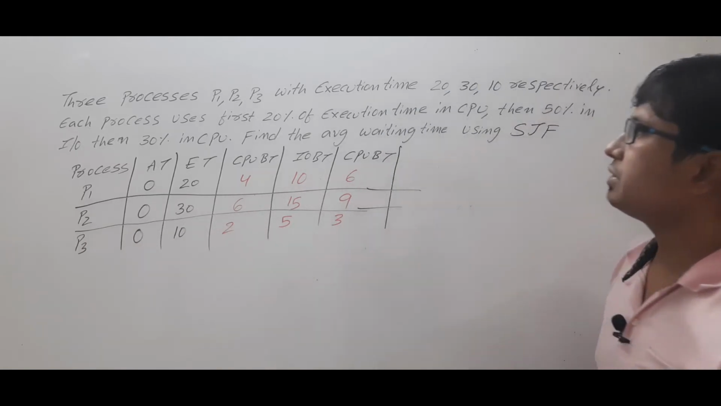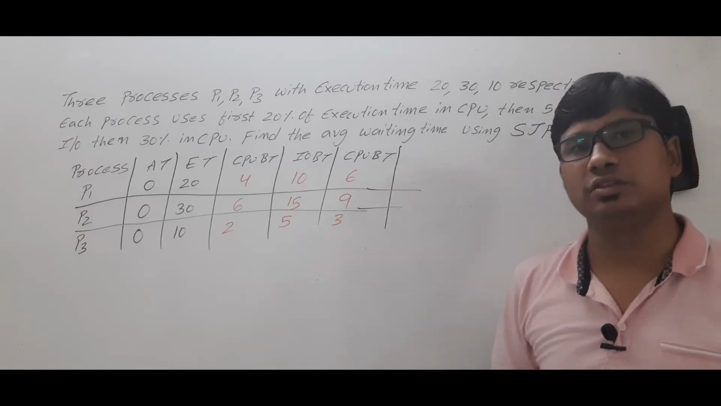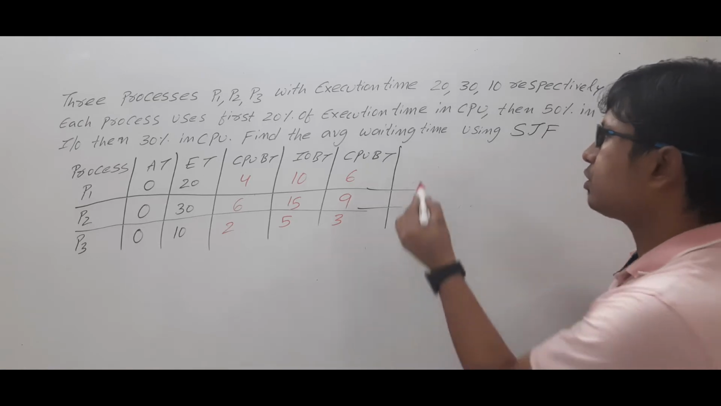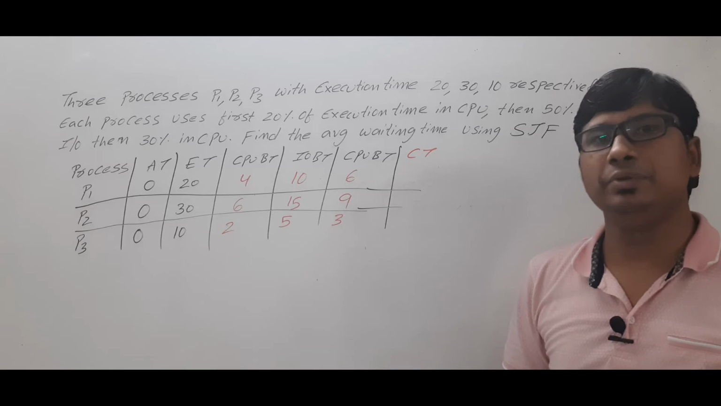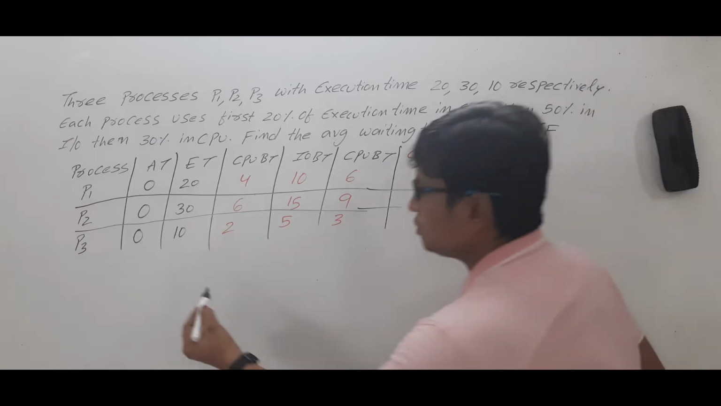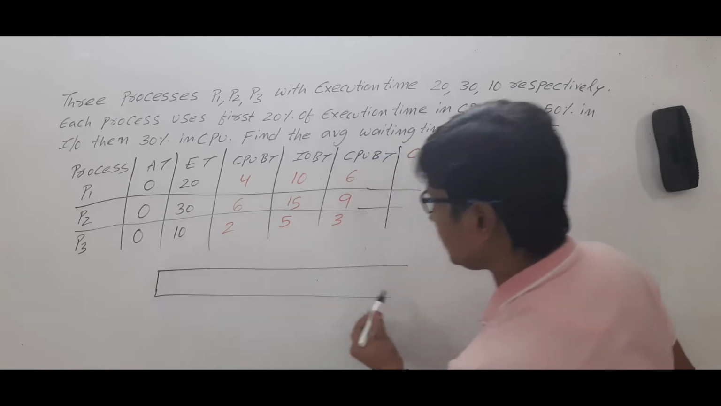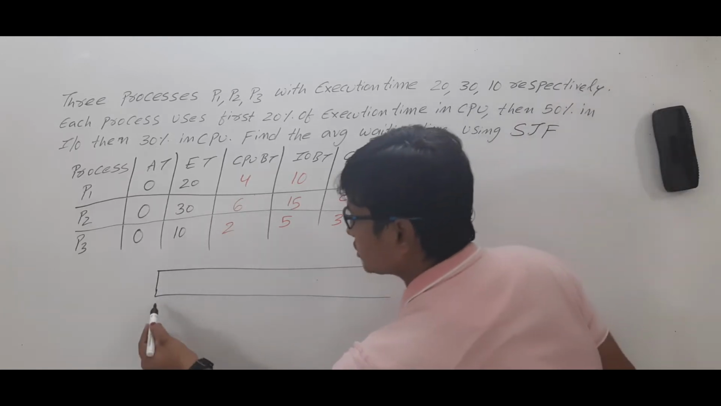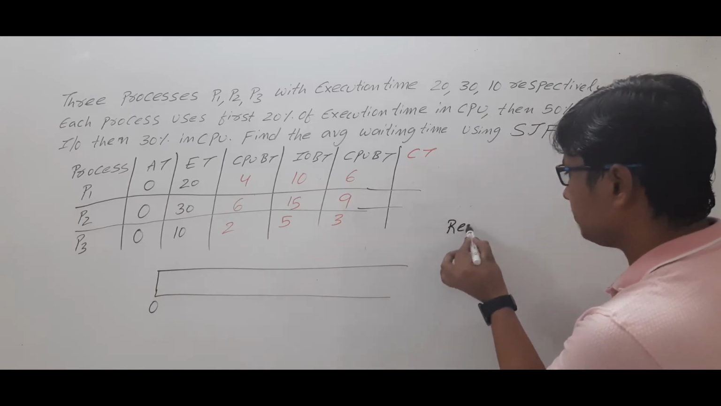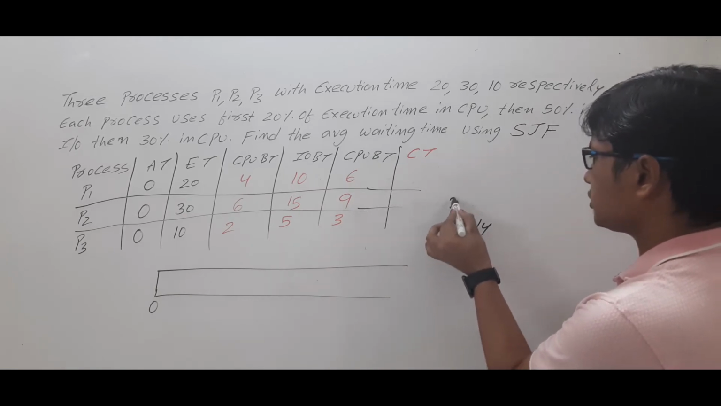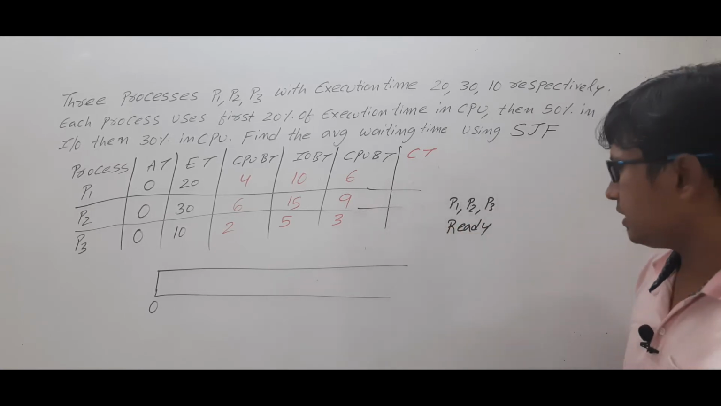Now, they are asking us to compute the average waiting time using the shortest job first scheduling algorithm. To compute the average waiting time, first I need to compute the completion time of each process. To do that, I need to draw the Gantt chart. Always the Gantt chart will start from 0 units of time. At 0 units of time, three processes such as P1, P2, P3 are there in the ready state.